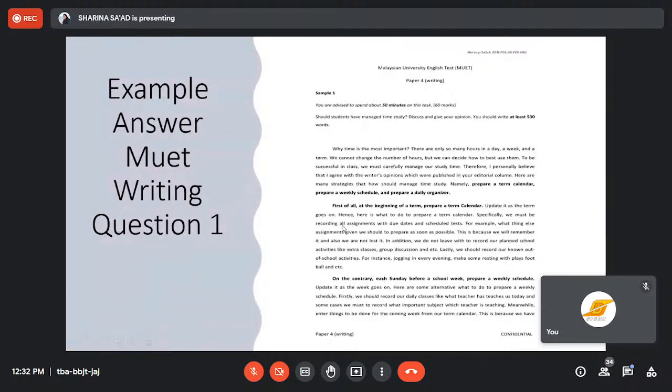This is within the paragraph. Between the paragraph, okay, before you go to the next paragraph, on the contrary, each Sunday before a school break, prepare a weekly schedule. This is point number 2. Before you start point number 2, you use your transition marker and then explain, support in detail, give example, and then tutup paragraph 2. Then move on to the next paragraph. Then close the essay. Okay, this is another example.